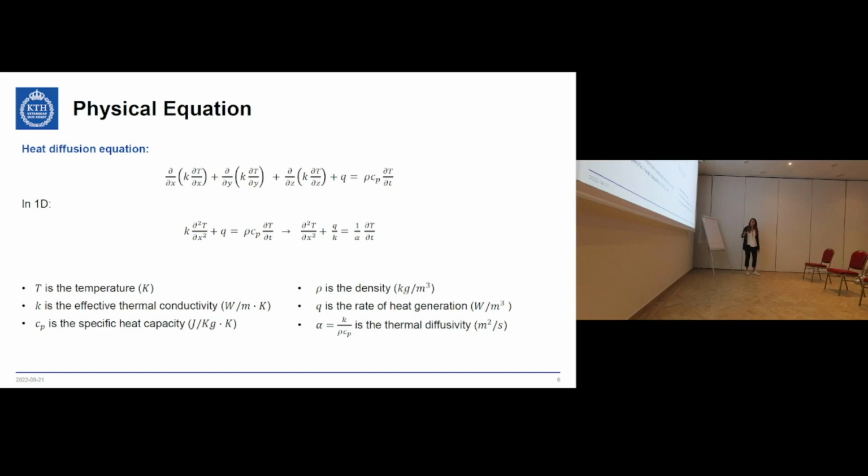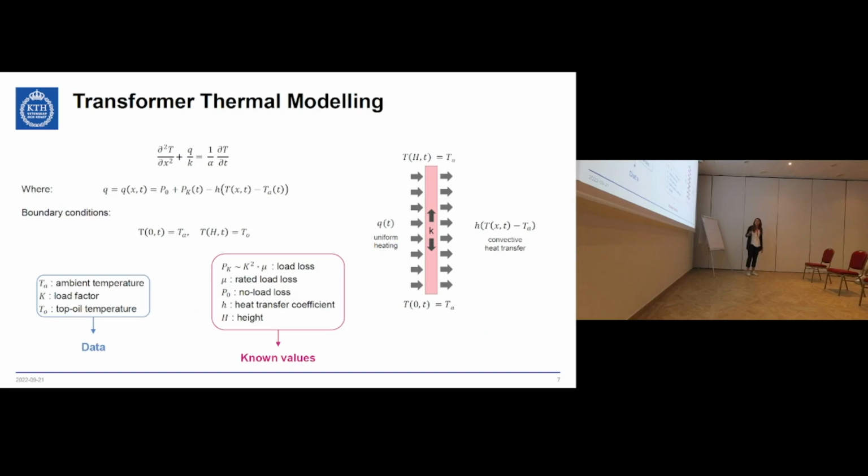Here we have our equation again. We are modeling along the height of the transformer, so this is another big simplification of our power transformer. We have our uniform heating, our Q, which is heating horizontally along the height of the transformer, and it is represented by this equation here. It is specifically designed for our problem. It is a sum of two losses, and we are subtracting some convective transfer.